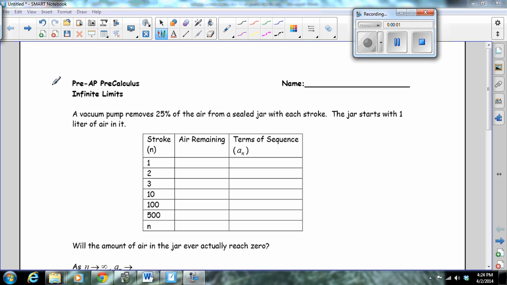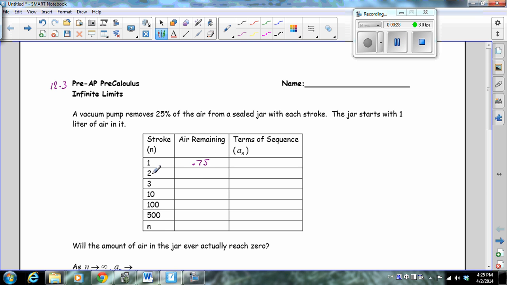This is your 12.3, and that's infinite limits. It says here that a vacuum pump removes 25% of air from a steel jar with each stroke. The jar starts with 1 liter of air in it. In other words, after each pump, 25% of the amount is gone and 75% is left over. So after the first pump, we'll be left with 0.75.